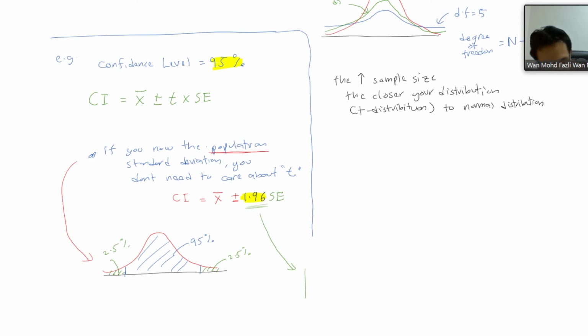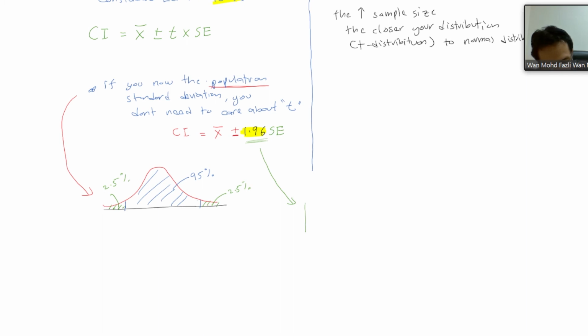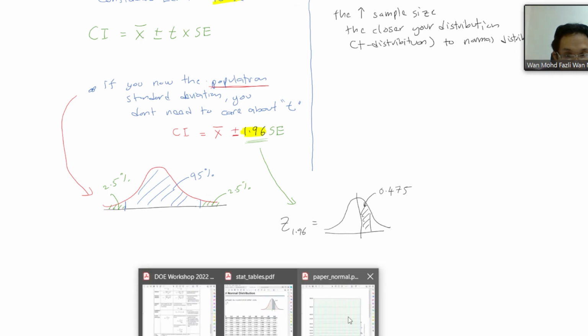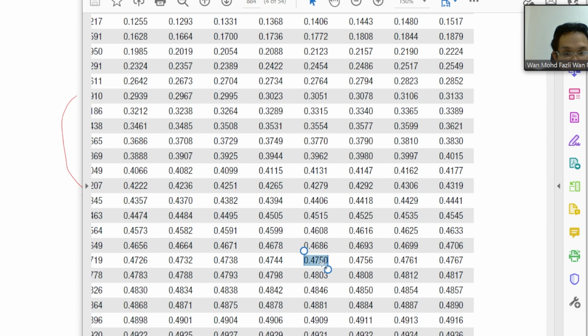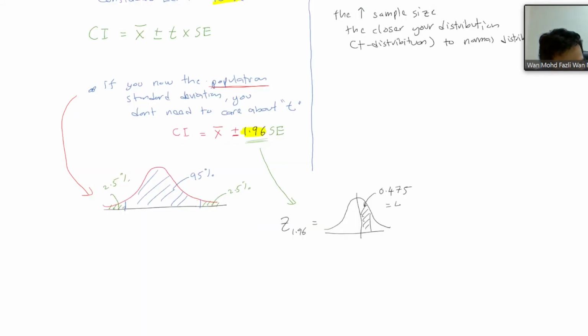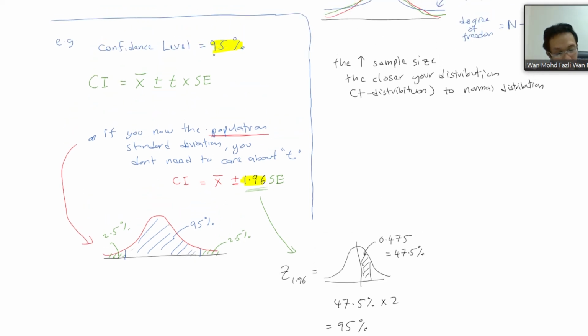So Z at 1.96 is basically this area. You have this area, and from the probability table you know it is 0.475, meaning this corresponds to 47.5%. Because you see plus minus there, 47.5% times 2 gives you 95%. That's why you get 95%, because the confidence level is 95, and you straight away replace it with 1.96.